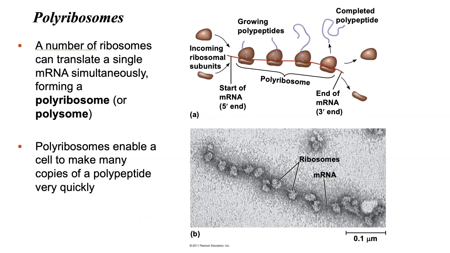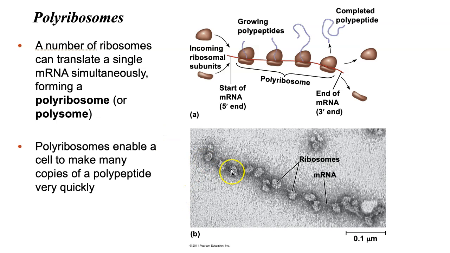Now, there's an amplification process in our cell. It takes a lot to open the DNA, to read it, to transcribe it into an mRNA, and to get that mRNA over to the cytosol. So with that one mRNA transcript, we can actually read it with many ribosomes and make many of those polypeptides, those proteins. This is called polyribosomes. They enable a cell to make many copies of a polypeptide very quickly.